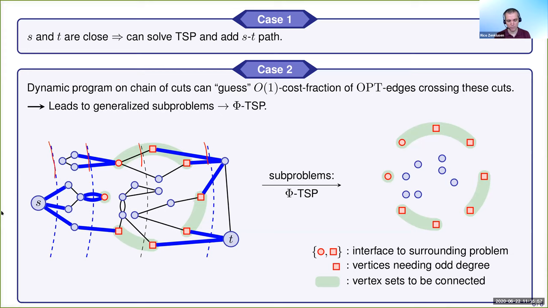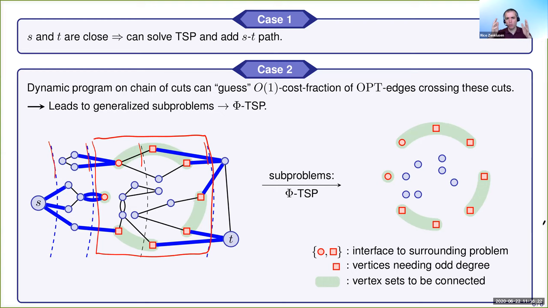So this dynamic program would guess here the blue edges. Let's say the constant is 5 in this example. And this will break the problem into smaller subproblems. So in particular, one of those subproblems would be this subproblem here. Let's see, this one here. So one key issue is that those subproblems are not path TSP problems anymore. They're much more complicated problems because they have to connect the different blue endpoints in certain ways inside.